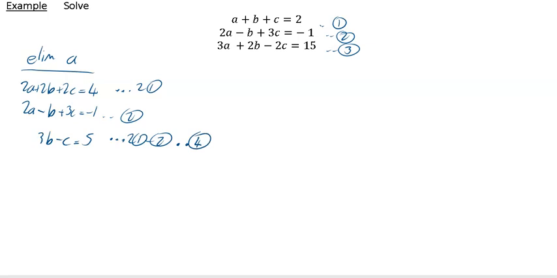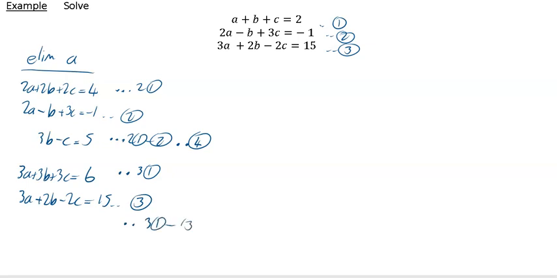Okay, and we're going to use equation 1 and equation 3 now to eliminate my A's. So what I'm going to need to do is multiply my equation 1 by 3, which is going to give me 3A plus 3B plus 3C is equal to 6. Then I'm going to write down my equation 3 beneath it, which was 3A plus 2B minus 2C is equal to 15. That was my equation 3. And again, I have the same number of A's in both equations, so I'm going to subtract. So again, I'm just going to do 3 times my equation 1 minus my equation 3 and see what I get.